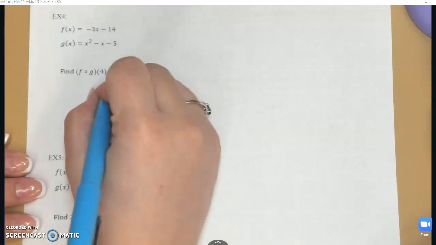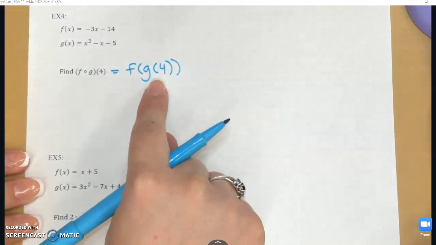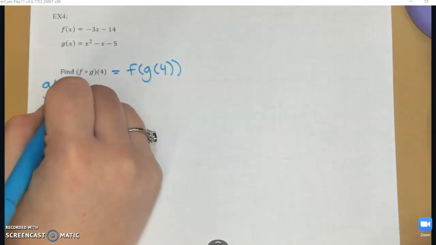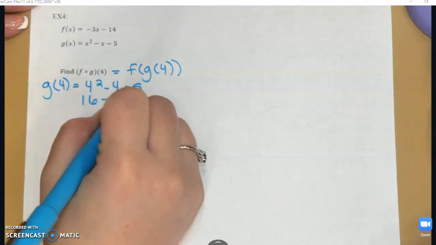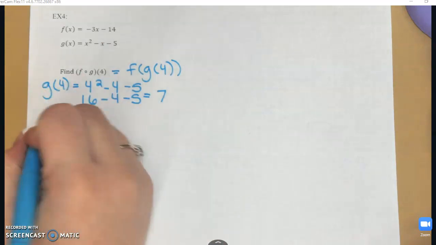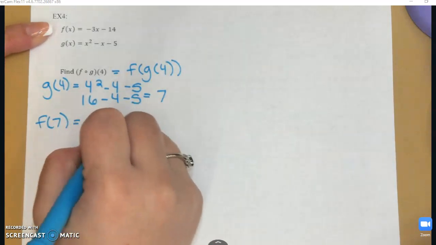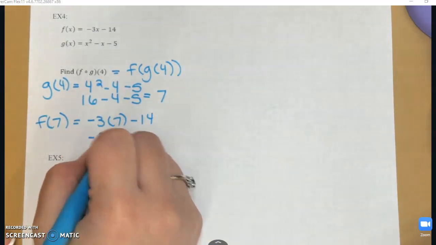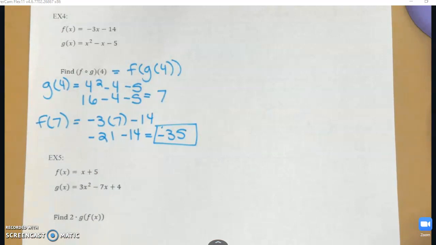On number 4, again, I have another composition. I'm looking for f of g of 4. So working from the inside out, the first thing I want to find is g of 4. So I'm going to plug 4 into the function for g. And I'm going to get 16 minus 4 minus 5, which is 7. So now that I know g of 4 is 7, what I'm left looking for is f of 7. So I'm going to plug 7 into the f function. Negative 21 minus 14, which is negative 35. And that is my final answer.